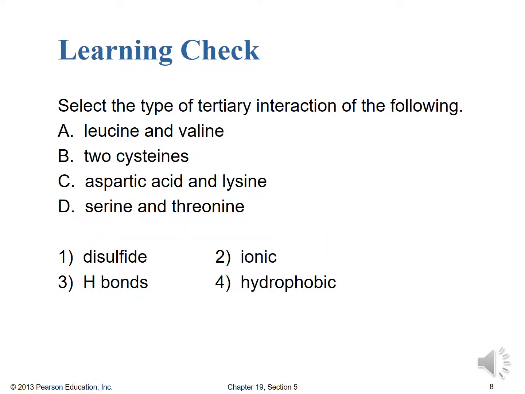Okay, so before we leave tertiary structure, let's have a learning check, to make sure we're getting what we need from this particular topic. Here you're asked to select the type of tertiary interaction for the following. A, we're looking at leucine and valine. B, two cysteine residues. That should be setting off alarms. C, we have aspartic acid and lysine residues. And finally D, we have serine and threonine residues. For A, B, C, D, match them up with 1, 2, 3, 4. Just pause the video here if you need a moment to do so. Start us back up when you're ready to check your work. Good luck.